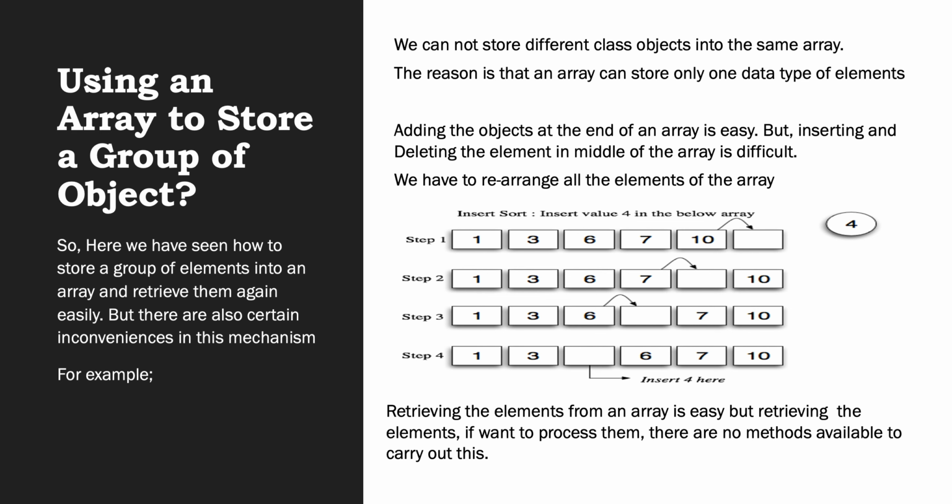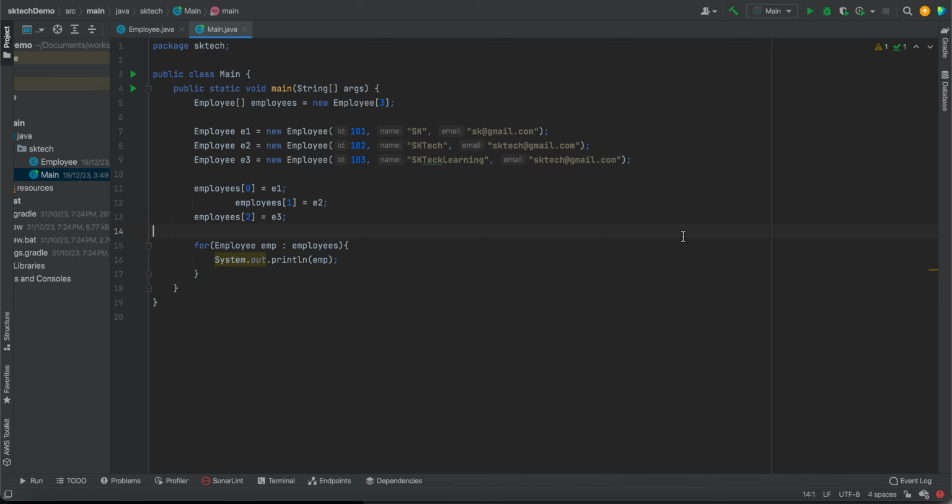So this is another problem that we will face in the case of the array. The next challenge is that retrieving an element from the array is easy because it is index based, but if we want to process the elements, like deleting or inserting in the middle, there are so many processes, and there are no methods available to perform these operations. There is another problem: the array size is fixed. It means that in our program we have created an array of size 3, right? And if you want to store an element at the fourth index, is it going to allow? Let's try that.